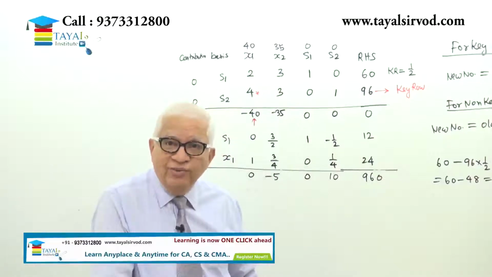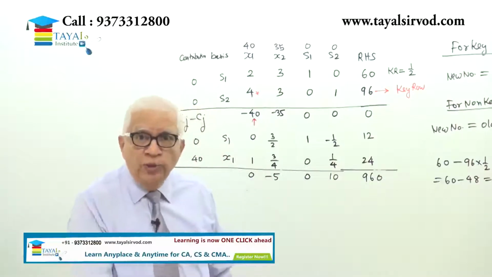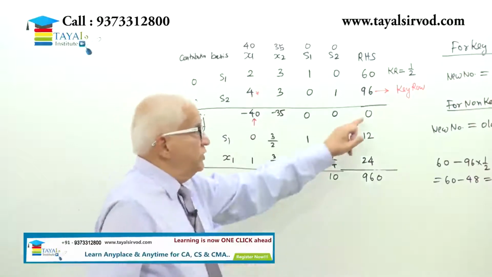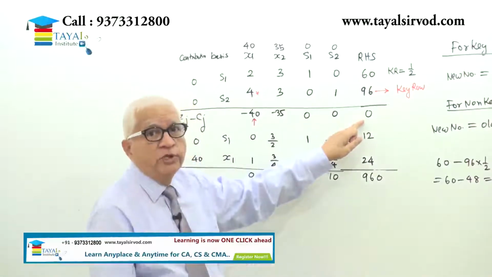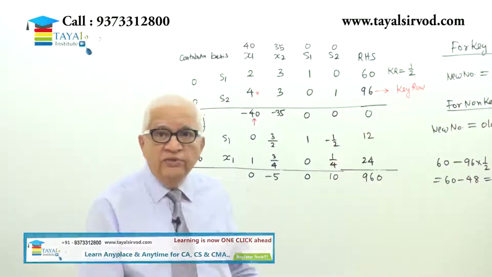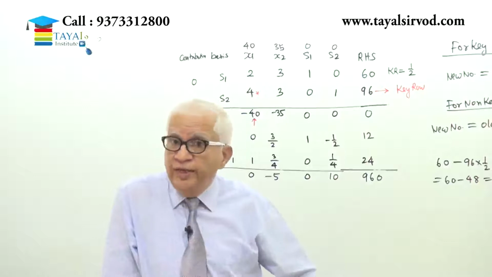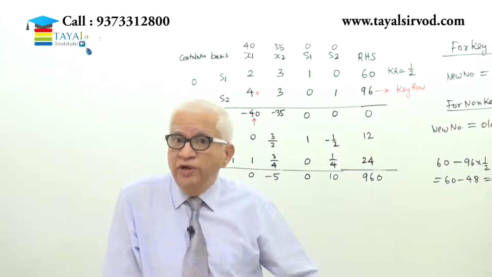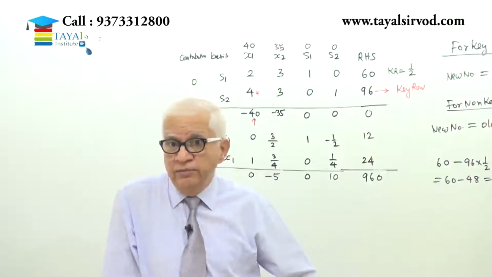Table stands completed. Is there an improvement in the zeta value? What was the original zeta value? The last number in the table gives me the zeta value. It was 0. Now what has it become? It has become 960. In other words, we have already started making a profit of 960.